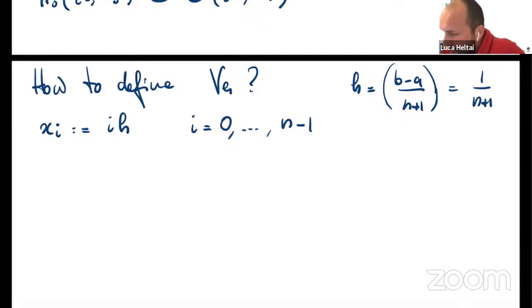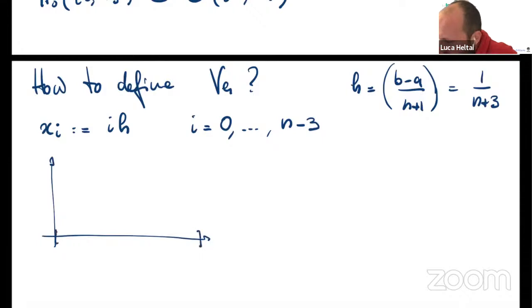I should have written here N plus 3. Let's put it this way, N plus 3. And this is N minus 3. Okay. Well, you'll understand why I'm writing N plus 3 and N minus 3 here in a few seconds. Okay, so the idea is the following. I'm trying to construct a functional space approximation of the interval 0, 1.